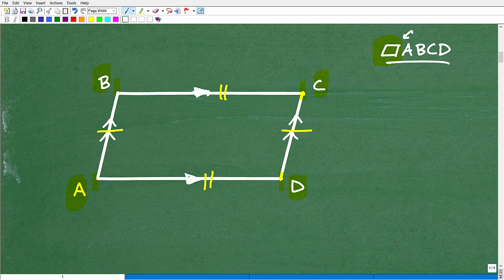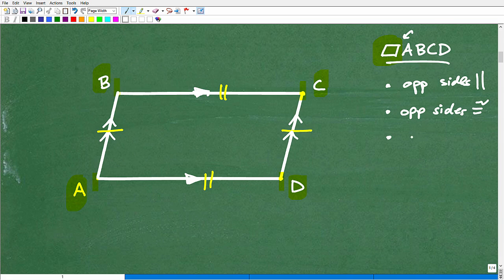Okay, now let's talk about more properties here. Let's put things here. We talked about opposite sides are parallel. All right, let me write that a little bit better. Opposite sides are parallel. Okay, and we talked about opposite sides are congruent. Now what else can we discuss about a parallelogram?